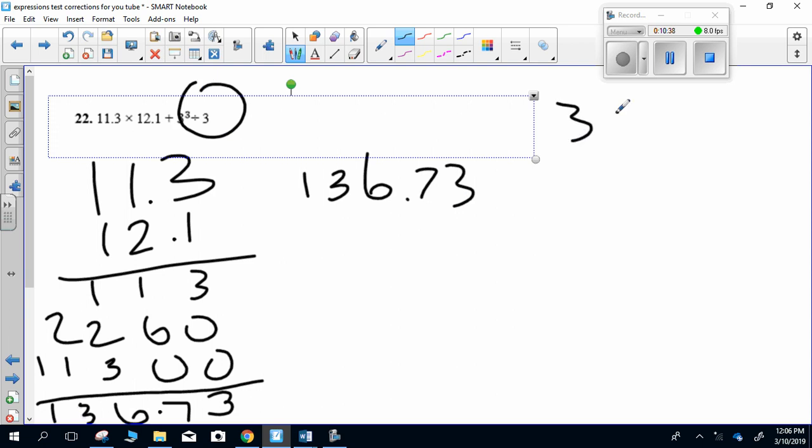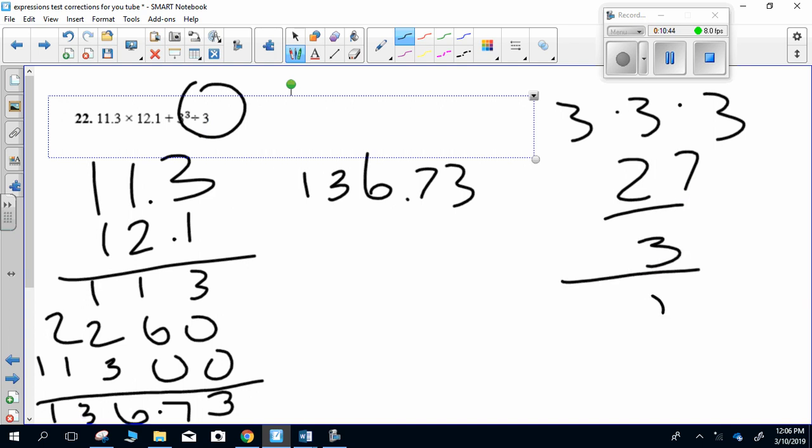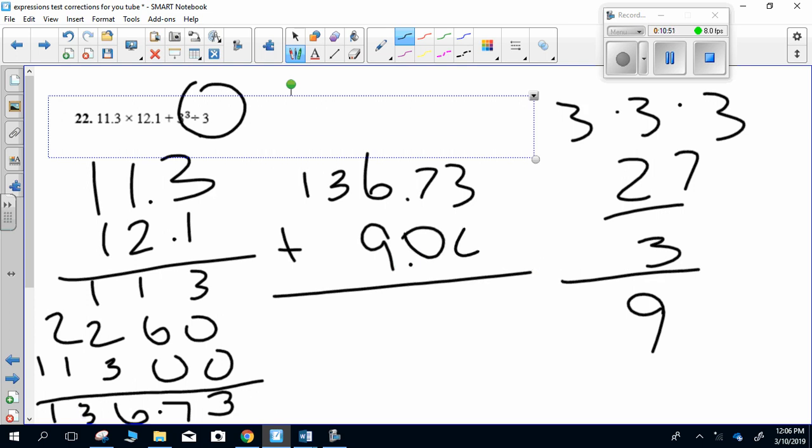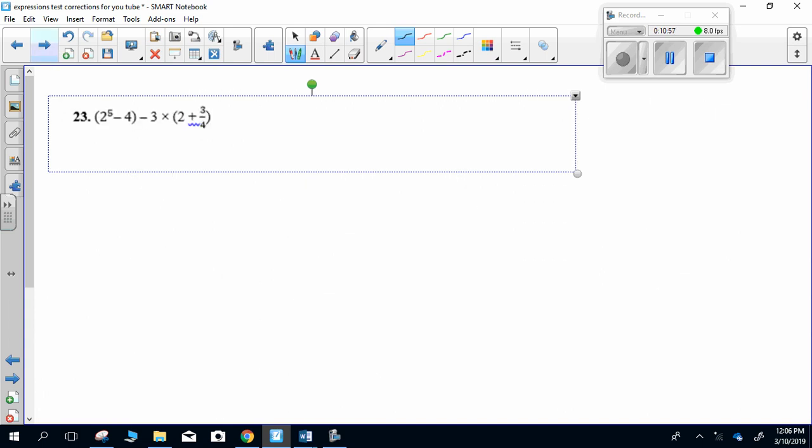Then I need to go back here. 3 to the third power means 3 times 3 times 3, which is 27, divided by 3, which is 9. Now I need to add that here. It's 9, period. So it goes under the 6, add it up, and it is 145 and 73 hundredths.